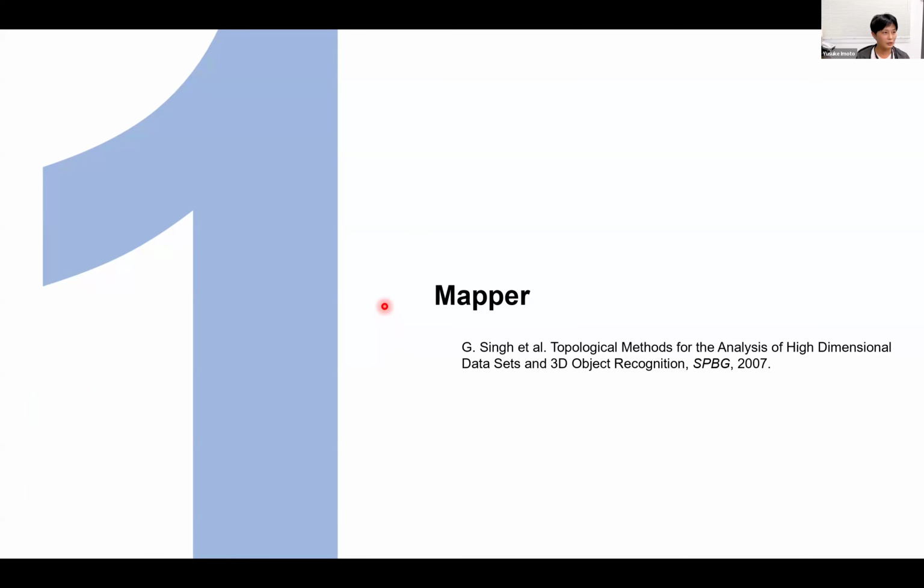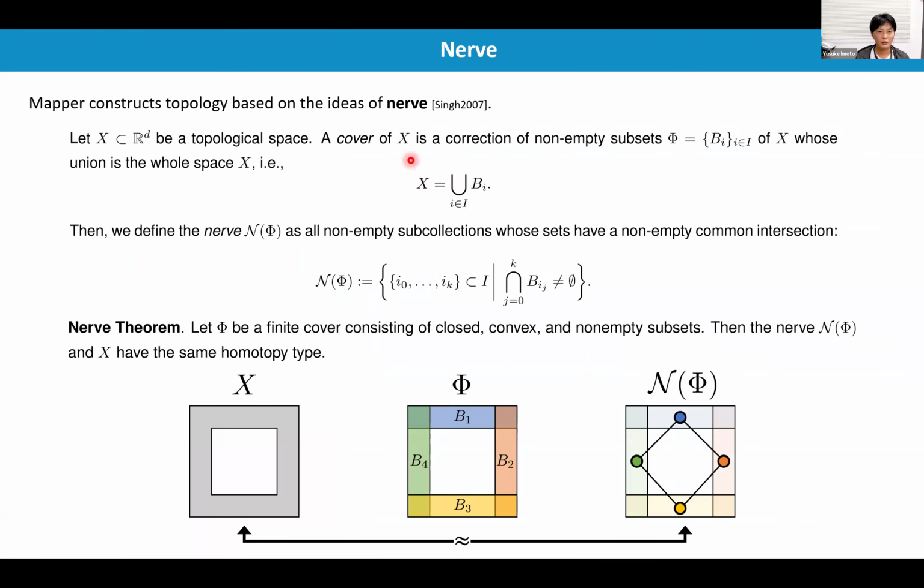Now let's introduce the Mapper algorithm. Mapper constructs topology based on the idea of the nerve. Let X be a topological space in Euclidean space. A cover of X is a collection of non-empty subsets phi of X whose union is the whole space X. Then we define the nerve N of phi as all non-empty subcollections whose sets have a non-empty common intersection. For example, X is a square with a hole, and we make the cover phi by subsets consisting of each side of the square, B1, B2, B3, B4. Then the nerve is a graph whose nodes correspond to the subsets, and edges correspond to the overlap of the subsets.